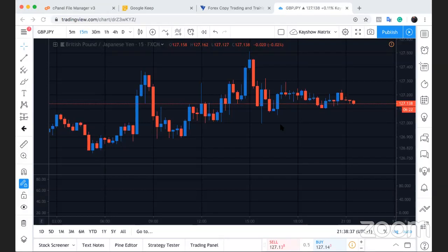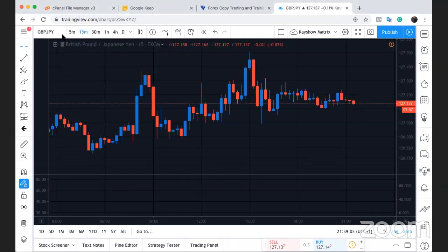Great. So let's move on. All right. So that's what these candles are called. These candles are called Japanese candlesticks. So this candle will form every 15 minutes because I am on my 15-minute chart.